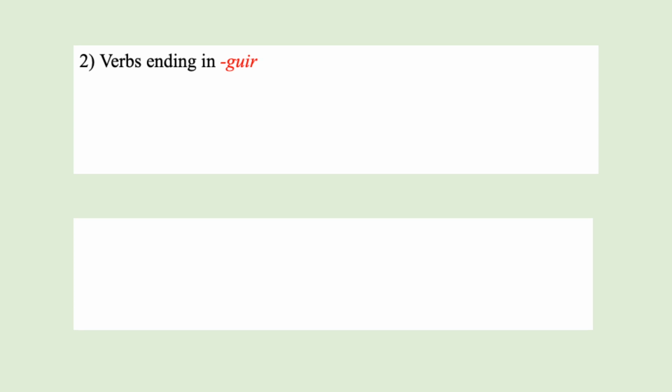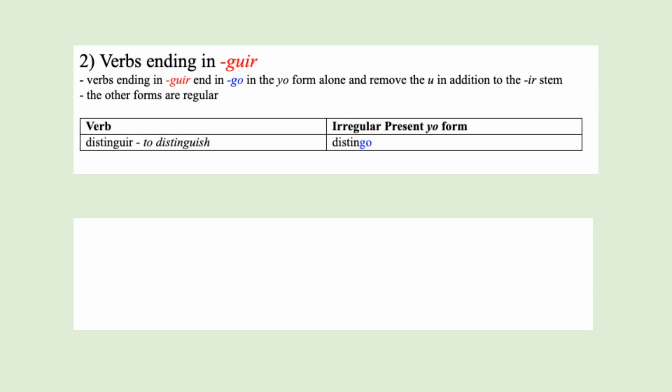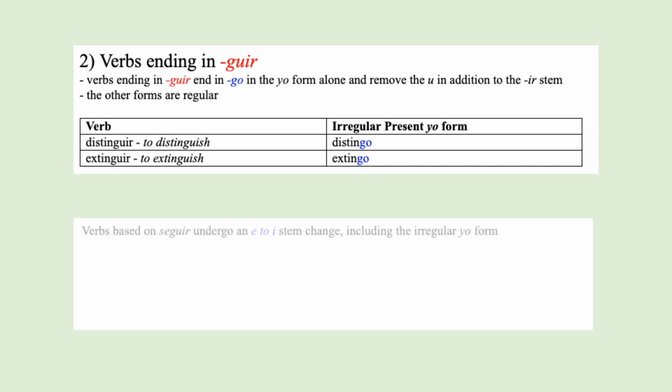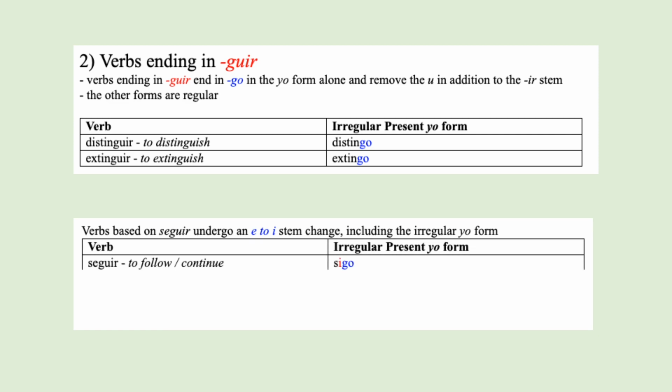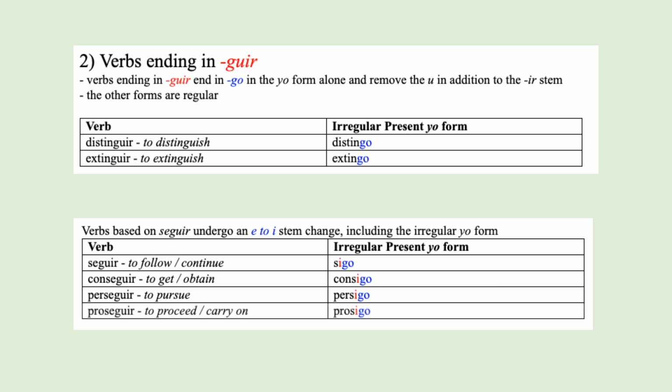For verbs that end in -guir, in the first person singular they will end in -go, and they remove the u in addition to their -ir ending, but the other forms will remain regular. Distingo, extingo. As for verbs that are based on seguir, they are also E to I stem change verbs, and they also follow the first person singular spell change. Sigo, consigo, persigo, prosigo.